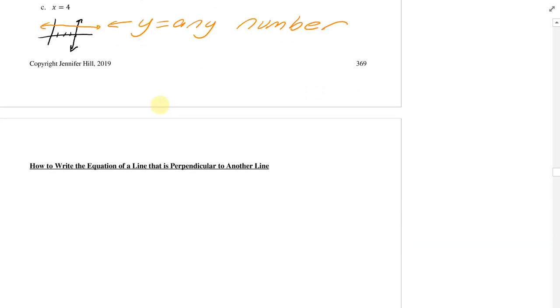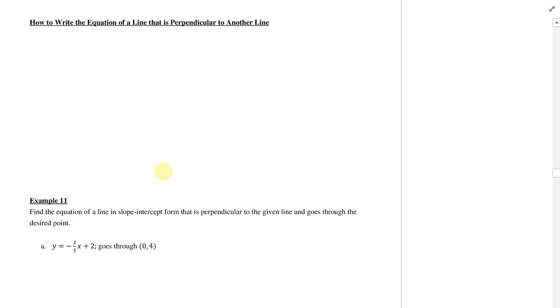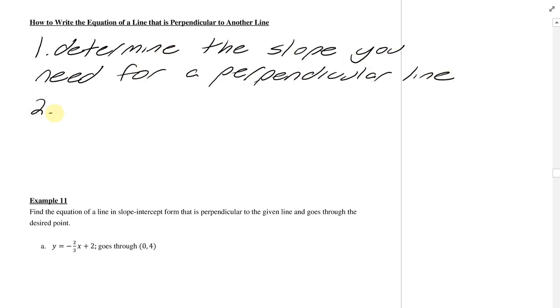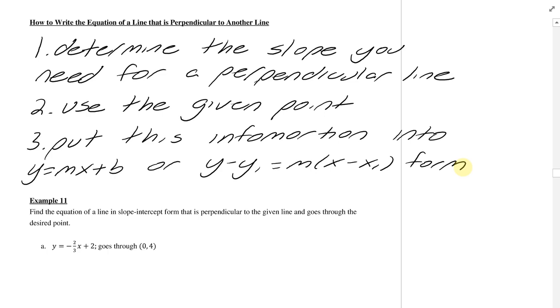Okay, so now I want to think about how do I write the equation of a line that is perpendicular to another line. So it's really the same idea. So you still need to determine the slope that you need. Then you need to use the given point. And then you want to put this information into the y equals mx plus b or the other form.